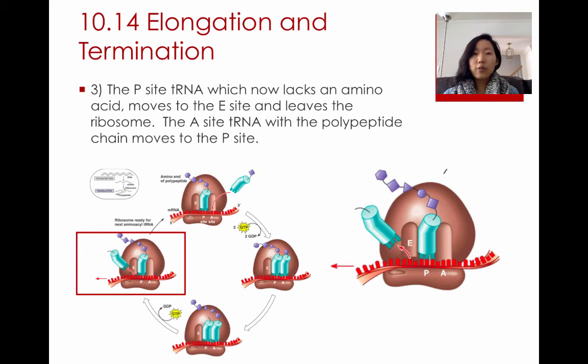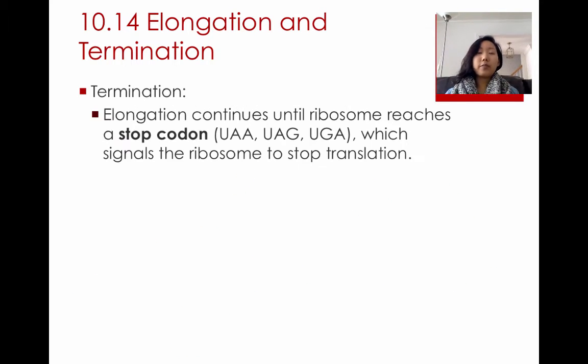So this process goes over and over again until termination happens, which is when the elongation stops because the ribosome reaches a stop codon. There are very specific codons: UAA, UAG, and UGA. You don't have to memorize that, but just realize there are stop codons. And so when the stop codon is found, then the ribosome stops translating.